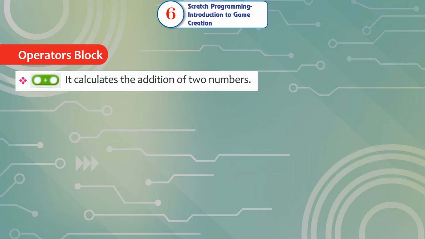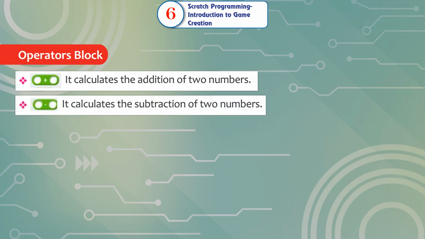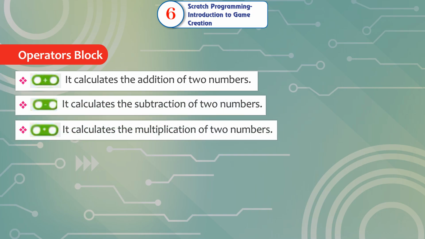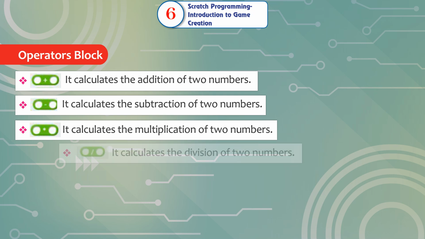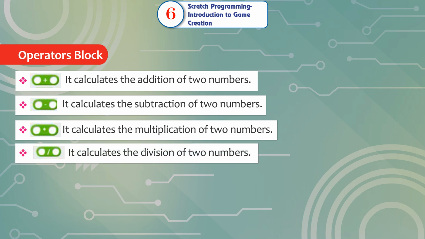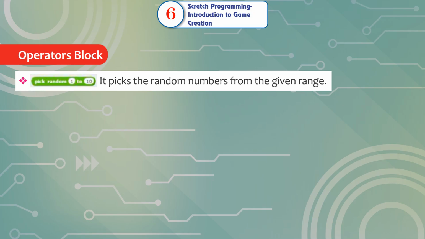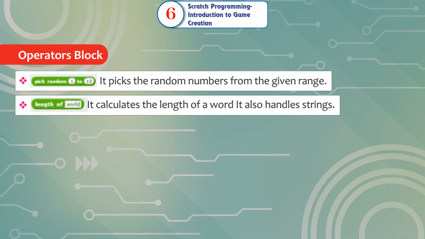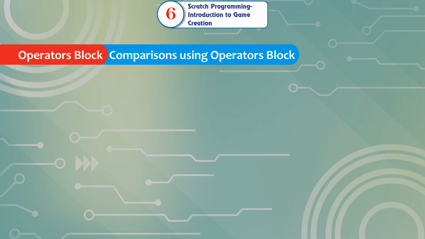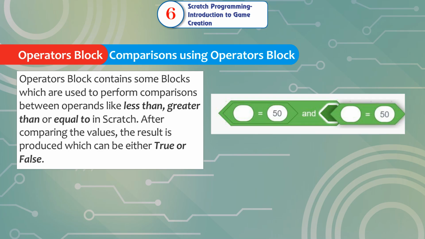It calculates the addition of two numbers. It calculates the subtraction of two numbers. It calculates the multiplication of two numbers. It calculates the division of two numbers. It picks the random numbers from the given range. It calculates the length of a word. It also handles strings. Comparisons using operators block. Operators block contains some blocks which are used to perform comparisons between operands like less than, greater than, or equal to in Scratch. After comparing the values, the result is produced, which can be either true or false.